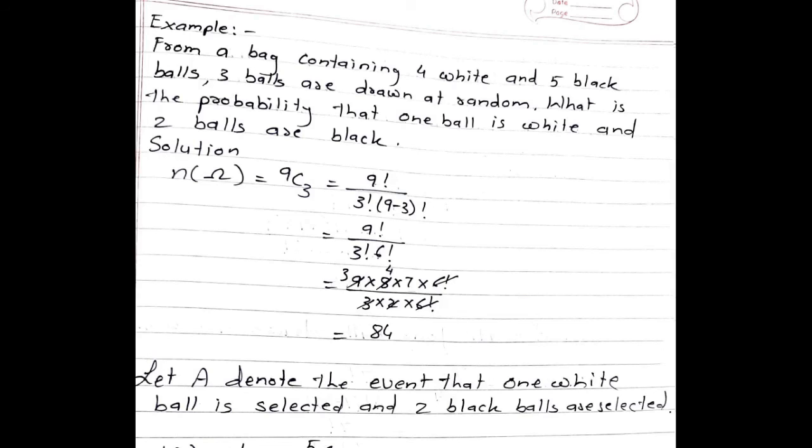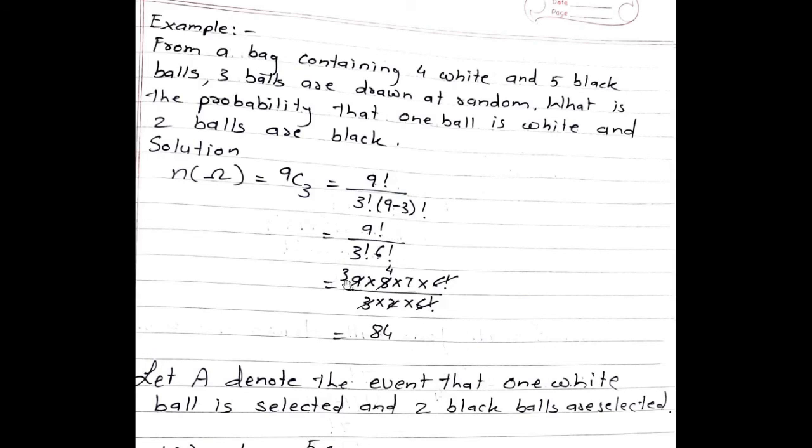Next example. From a bag containing 4 white and 5 black balls, 3 balls are drawn at random. What is the probability that 1 ball is white and 2 balls are black? So there are total 9 balls available. We have to select any 3. So the number of sample points in omega can be given as 9C3. The answer is 84. 9C3 can be written as 9 factorial upon 3 factorial into 9 minus 3 factorial, which is equal to 9 factorial upon 3 factorial into 6 factorial.